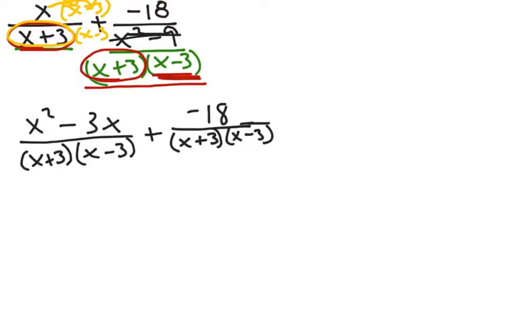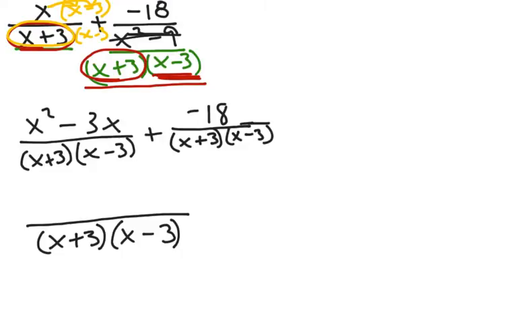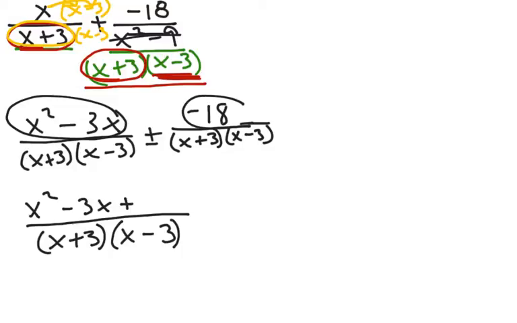Since it is addition, we can skip distributing the negative, and we're going to go straight to combining like terms and simplifying the numerator. So I have written the common denominator one time, and then I am going to take the first numerator, x squared minus 3x, plus the second numerator, negative 18. And actually, since that's plus a negative, I'm going to just put minus 18 from here.